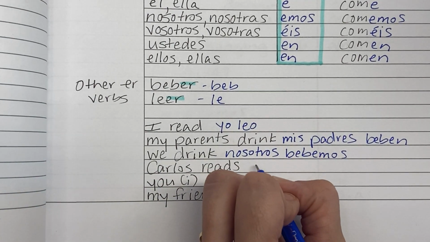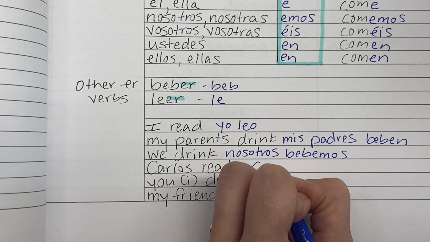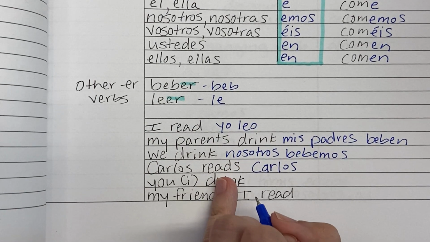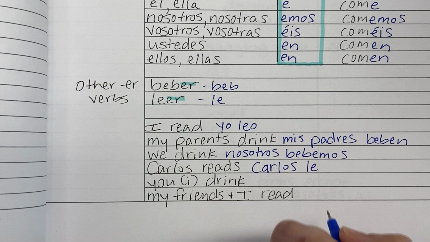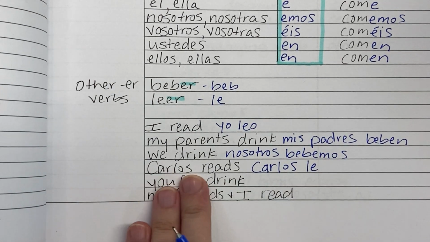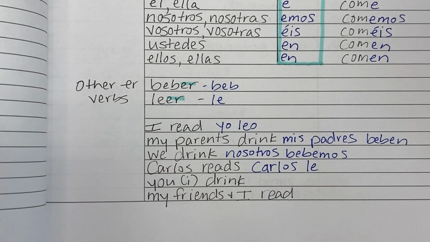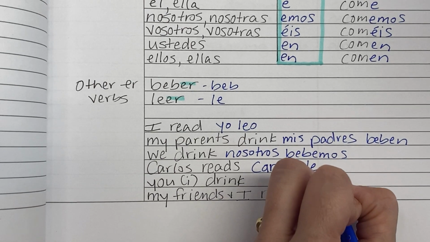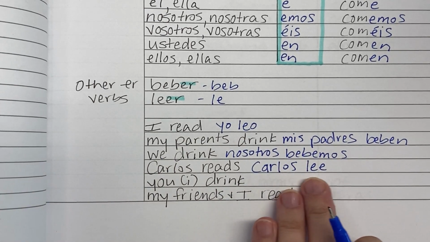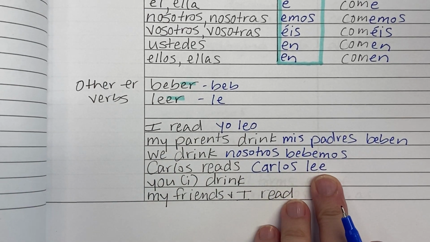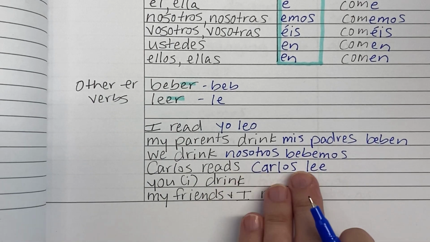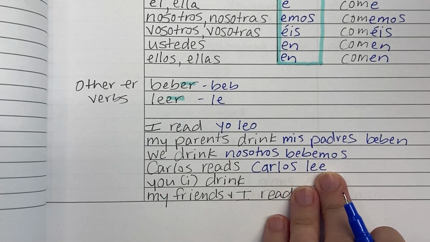Carlos reads, so Carlos. The stem for reads is le. And the correct ending for Carlos, whose pronoun is he, right, Carlos reads or he reads, would be e. That sometimes throws students off because we have these two E's in a row, but you pronounce both of them. Carlos lee. Carlos lee.